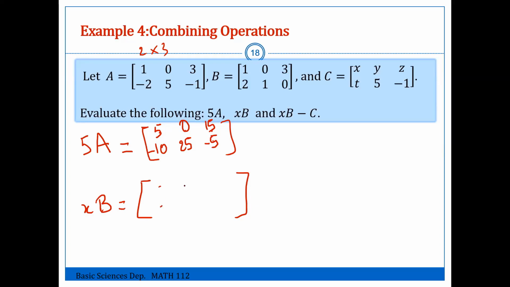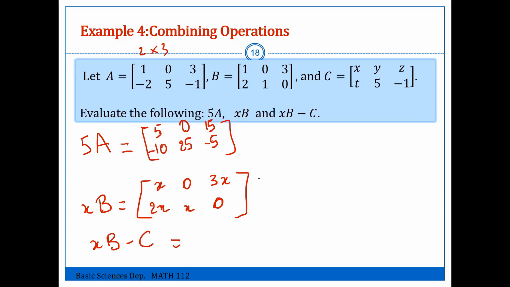So it will be a matrix also, 2 rows, 3 columns, and we'll multiply all the elements by x. So x, 0, 3x, 2x, x, 0. This is the matrix xB. What about xB minus C?